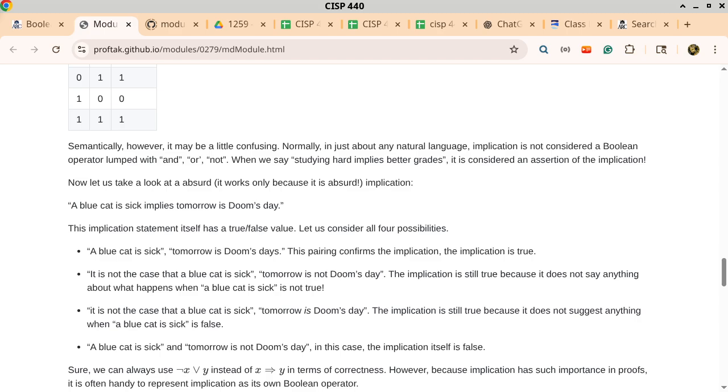Because a blue cat is indeed sick yesterday, and then today, being the tomorrow from yesterday, is indeed doomsday, the implication is true. You cannot get your money back. Is that okay? Because the statement itself is true.